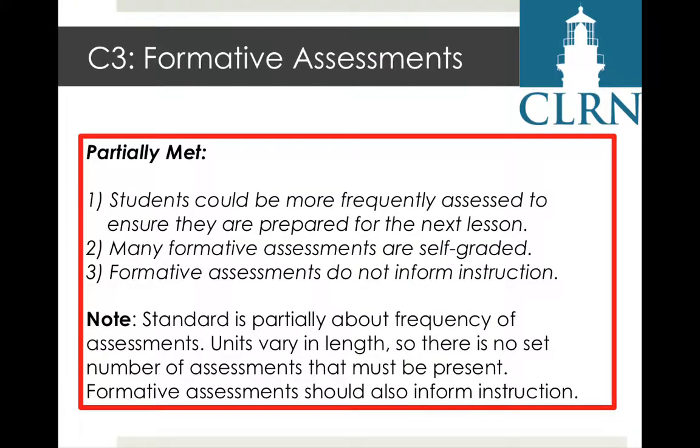Power Standard C3 asks two questions. Are assessments frequent and varied? And do formative assessments inform instruction? If both are true, then C3 is fully met. If not, three potential partially met comments are: students could be more frequently assessed to assure they're prepared for the next lesson, or many formative assessments are self-graded. And lastly, formative assessments do not inform instruction.